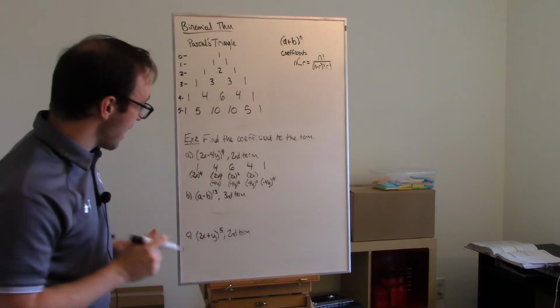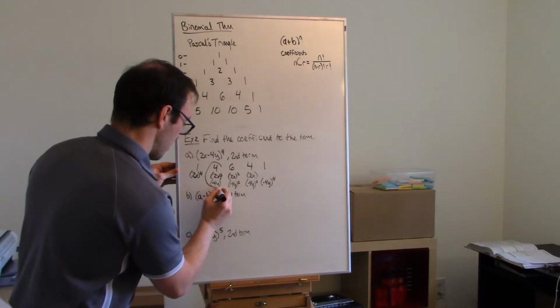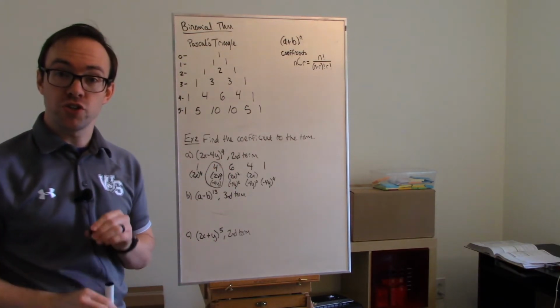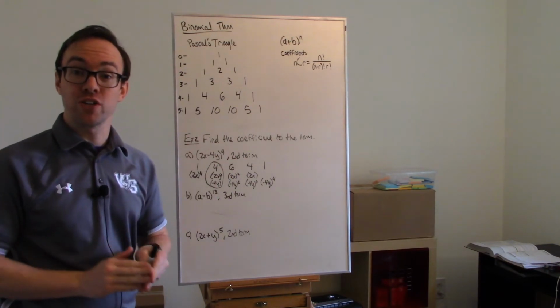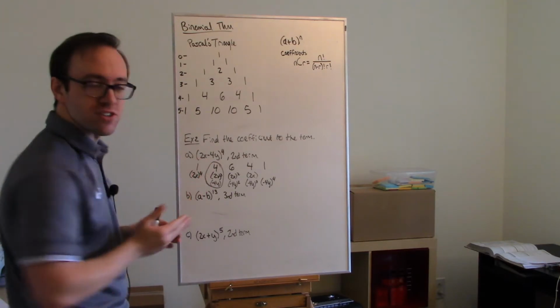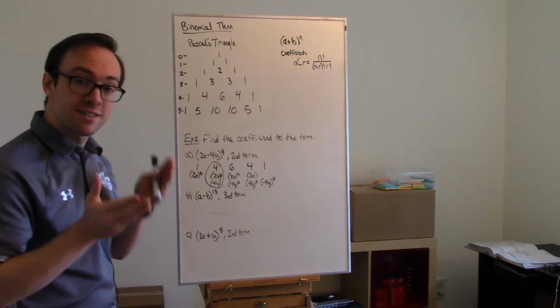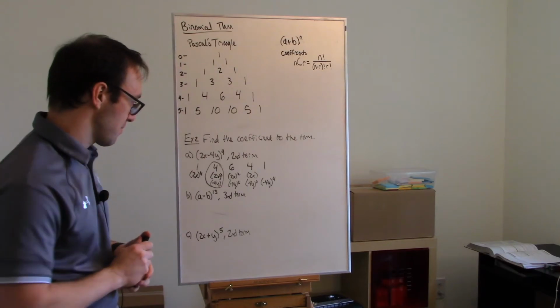And then because they're only asking about the second term, this is the only calculation that you're going to do. And they're simply asking for the coefficient. So you're just going to do the numbers that you see here. 4 times 2 to the third times negative 4.